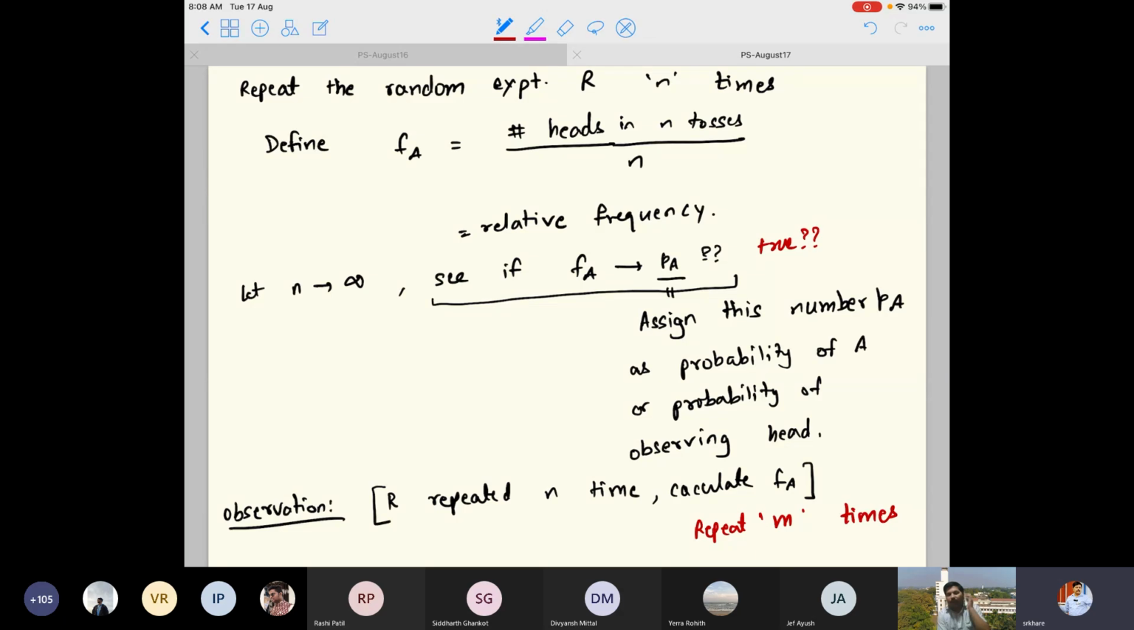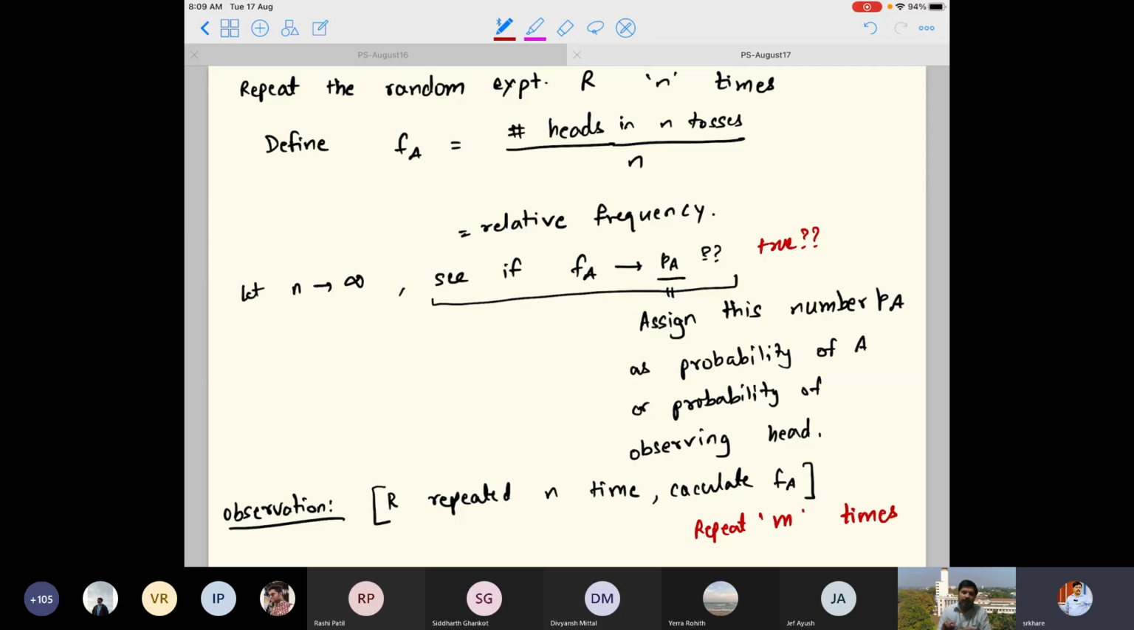And in fact, if you do m such repetitions of these runs, then what will you have? You will have m different candidates FA. Is that right? Do you understand what I'm saying? Yes, sir. So you will have m different candidates. So there is a variation between the values of these FAs, right?